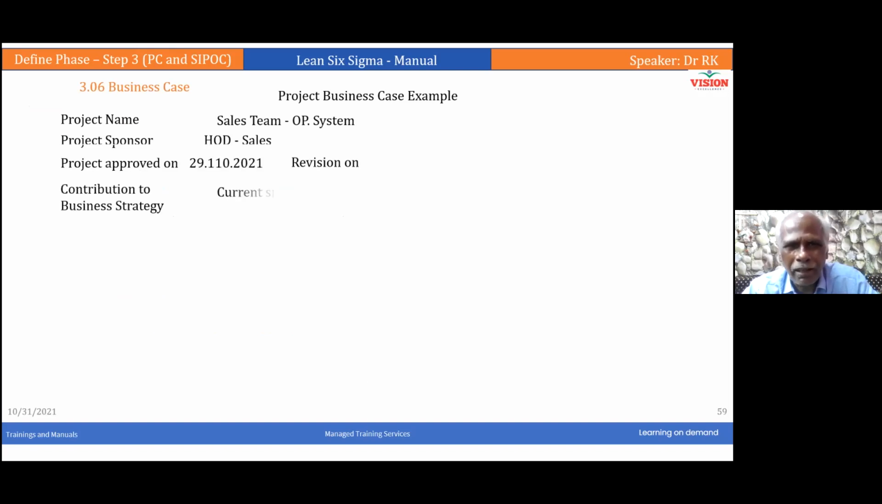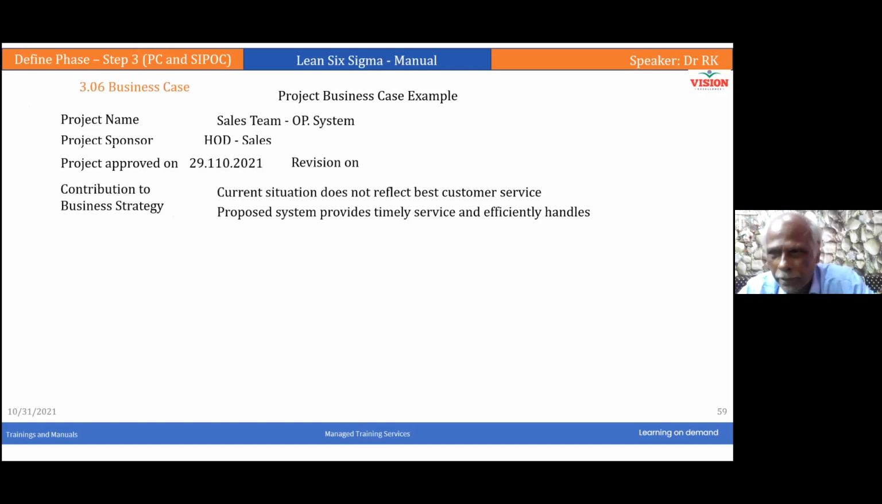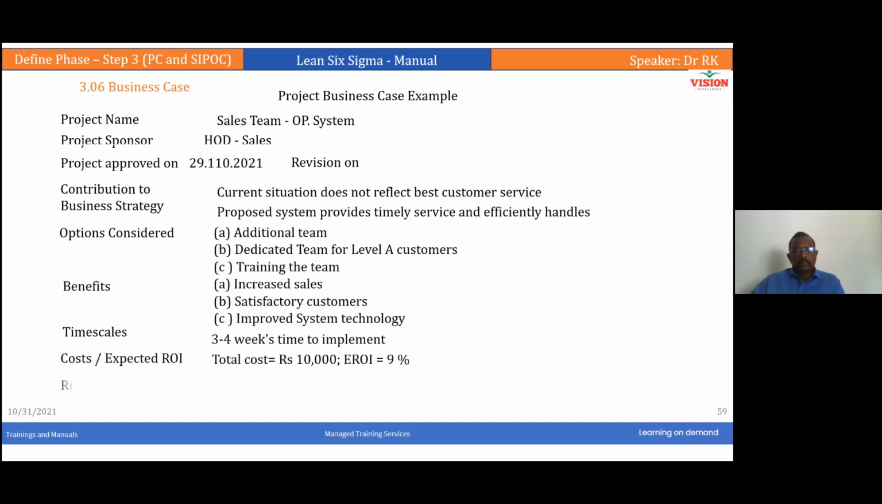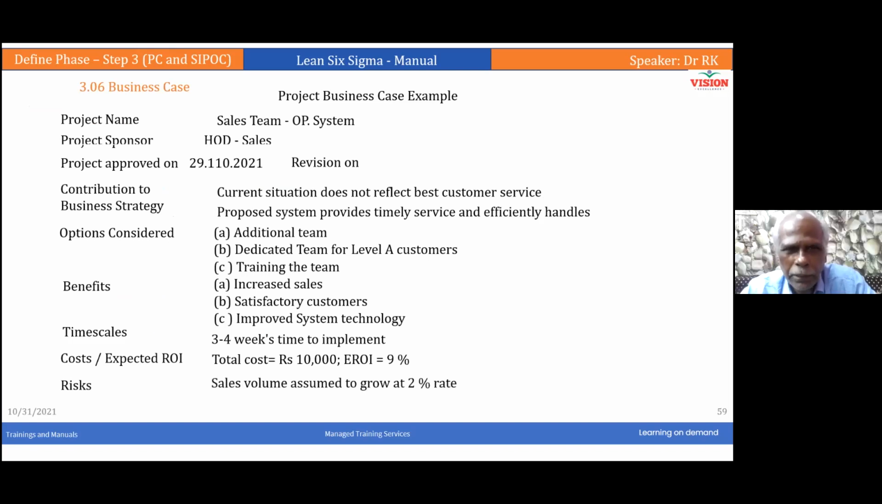Project name. All these are contents which you will see even in the project charter. Therefore, let me skip this. If you have any doubt, I'll keep it for a while. In case you have any doubt, you can ask me. Project name, you will say, and project sponsor, who is responsible for that. Project is approved on or revised on so and so date.